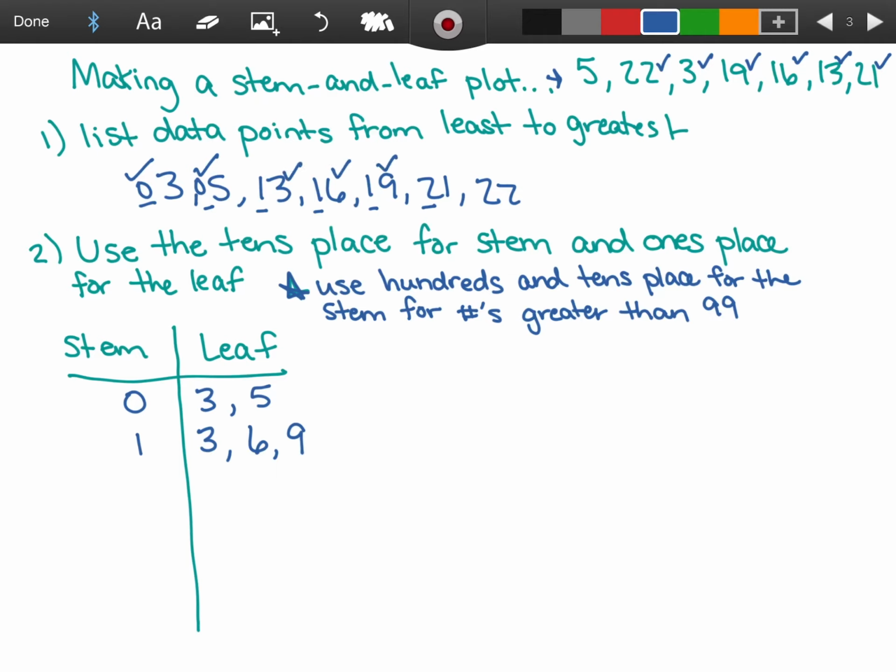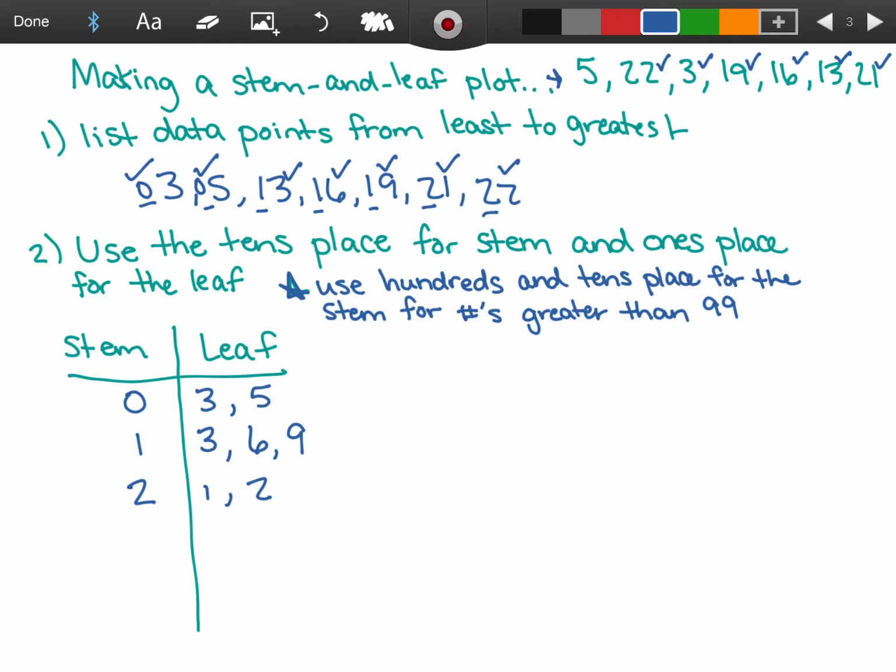And then I've got 21 and 22. Both of those have a tens place of 2. So that would be my stem. And their ones place would be 1 for 21 and 2 for 22. And then I have made my own stem and leaf plot for that set of data.